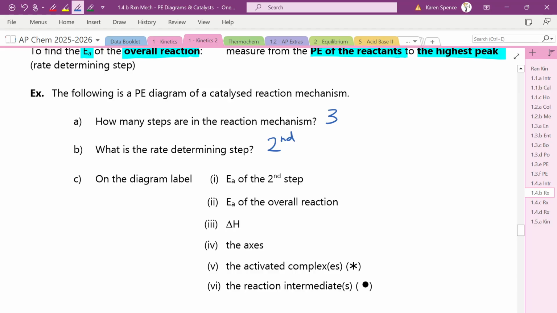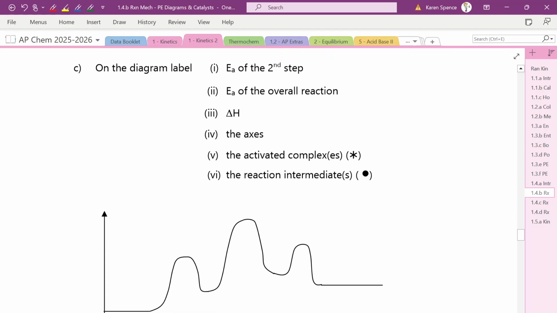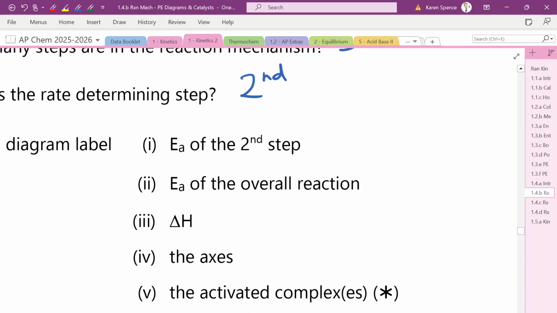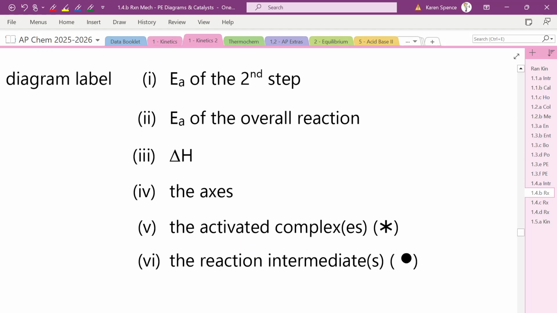And now what I would like you to do is I would like you to label on the diagram the activation energy of the second step, the activation energy of the overall reaction, delta H, the axes, the activated complexes, and the reaction intermediates. Go!